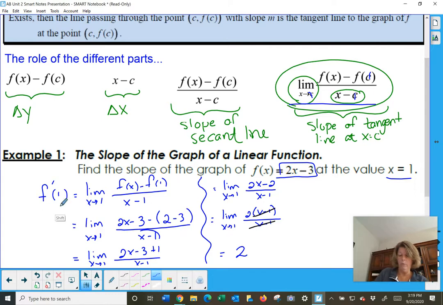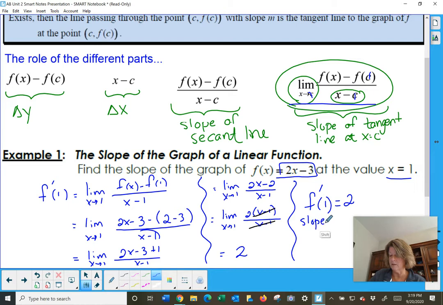So I can connect my notation. The derivative f prime of 1 turns out to be 2, or the slope of the tangent at x equals 1 is 2. Now, is that a big surprise? Not so much, is it? Because we were working with a linear function, and we know linear functions have the slope in mx plus b style sitting right there in front of the x. So I knew all along it should turn out to be 2. I bet you did too.